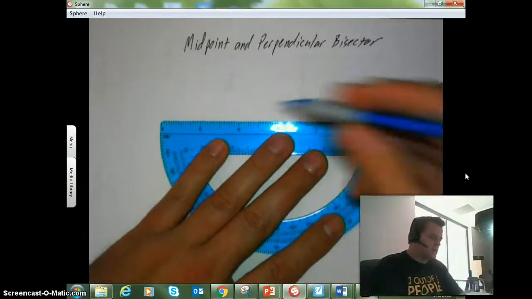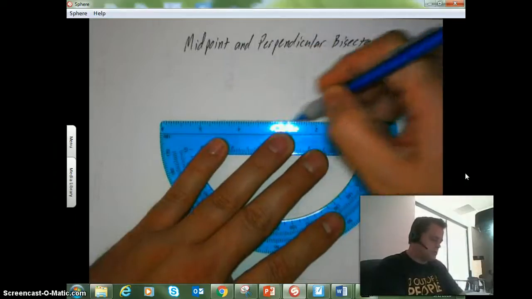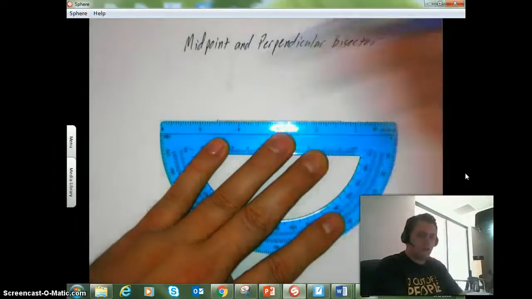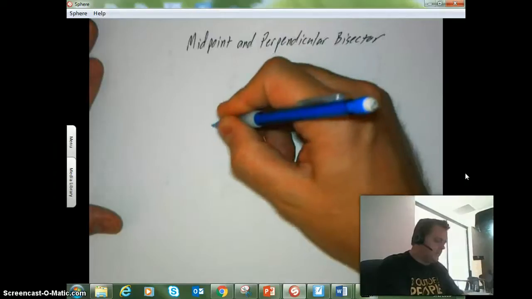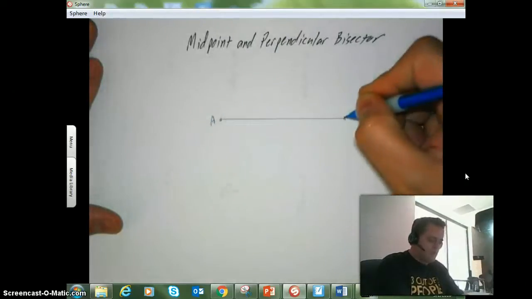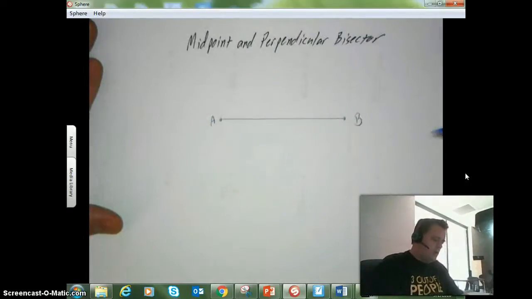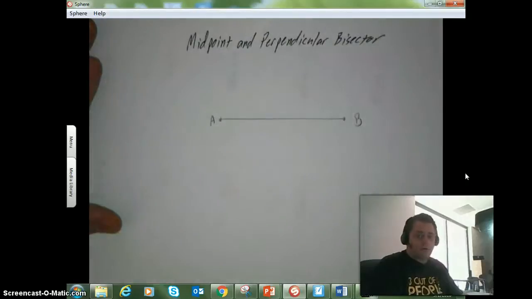The way we're going to start is by drawing some segment of random length. Again, I'm not going to measure how long it is, and I will label it point A and point B. What we want to do is find the midpoint of it.